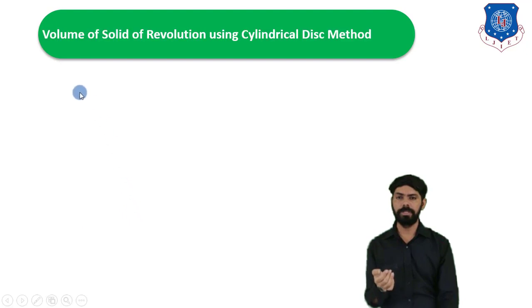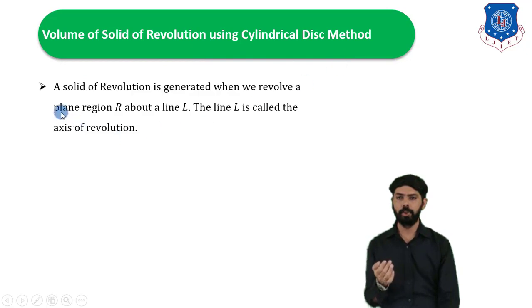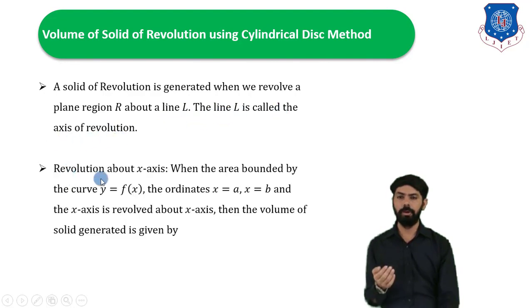Now we will discuss the volume of a solid of revolution using the cylindrical disc method. A solid of revolution is generated when we revolve a plane region R about a line L, and the line L is called the axis of revolution. Revolution about x-axis: when the area bounded by the curve y equal to f(x) and the ordinates x equal to a, x equal to b, and the x-axis is revolved about the x-axis, then the volume of the solid generated is given by V is equal to pi integration from a to b of y square dx.